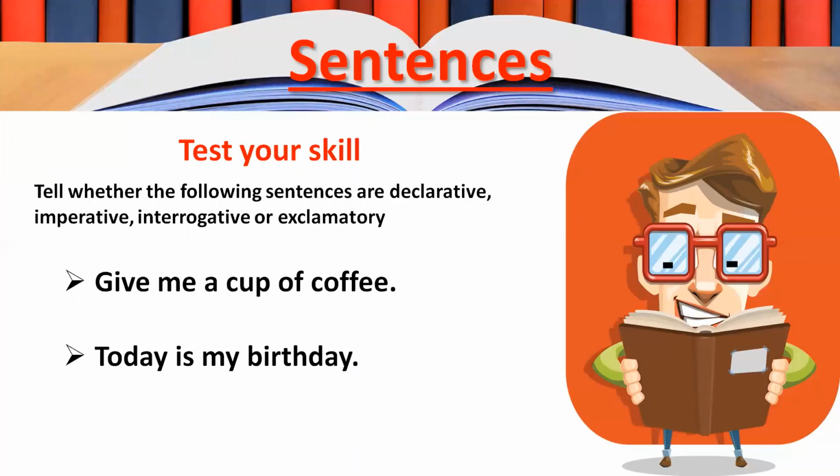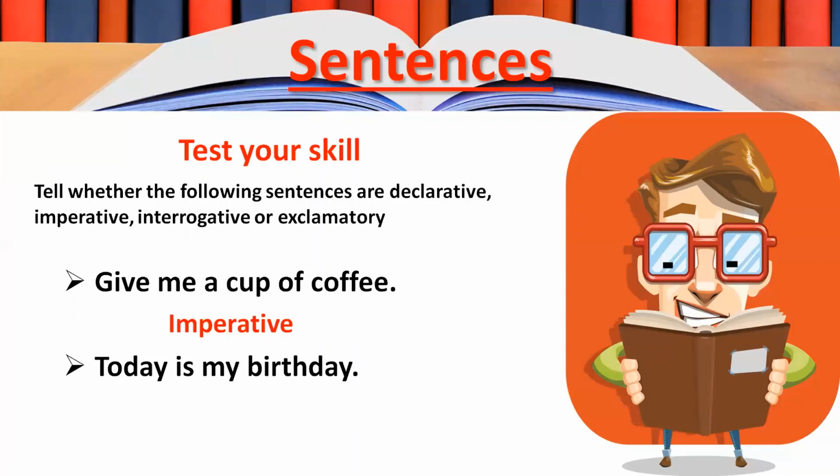I'll give you a hint. It is an order. So what type of sentence will it be? Yes, it is an imperative sentence. Give me a cup of coffee, because it is an order. Also, you notice there is no subject in this. No subject is there in this sentence. So it is an imperative sentence. Next sentence. Today is my birthday. What is this sentence doing? It is a simple sentence and it is just stating something. So it is a declarative sentence.